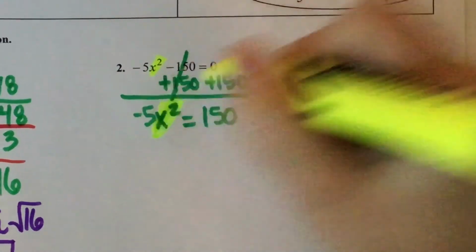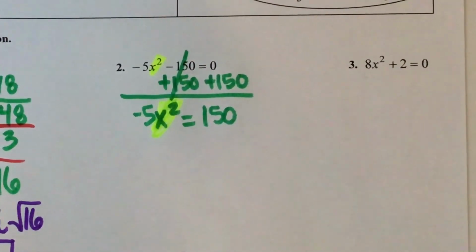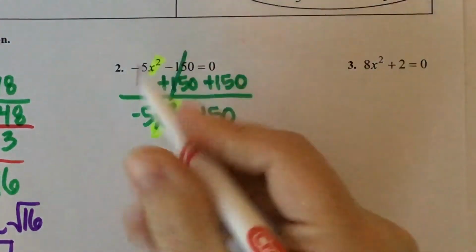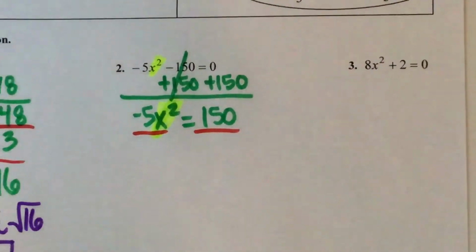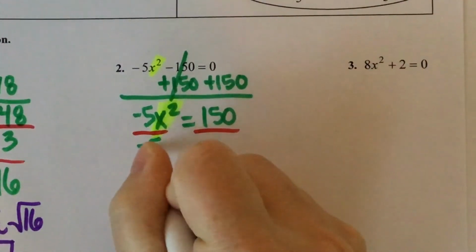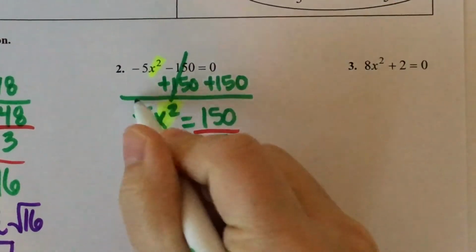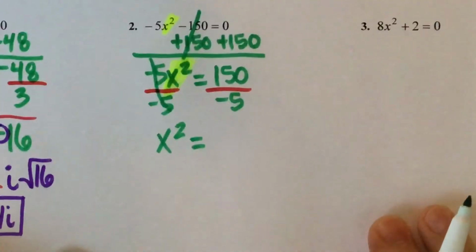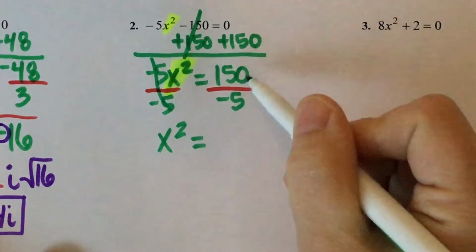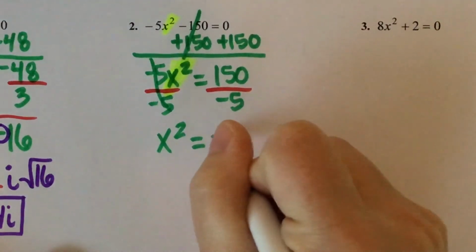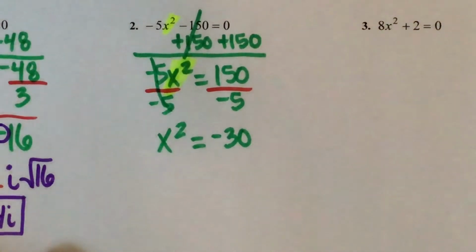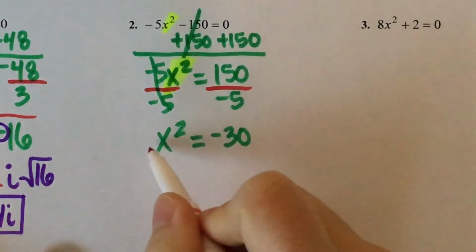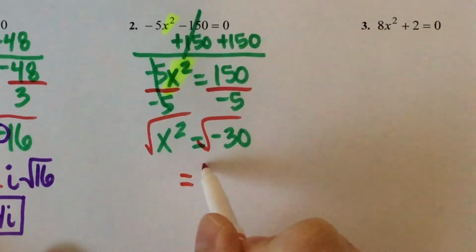I'm still trying to get x squared by itself. So now what? Divide by negative 5. Very good. So I'm going to divide by negative 5. And then that leaves x squared. And then if you can divide it, divide it. And that divides nicely. 150 divided by negative 5 makes negative 30. And then to get rid of the squared, we're going to square root both sides. We're going to slap down our plus minus.